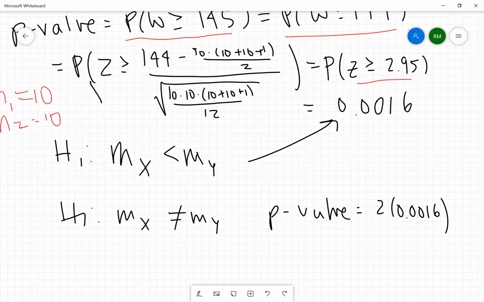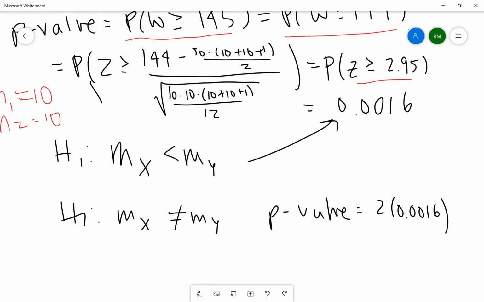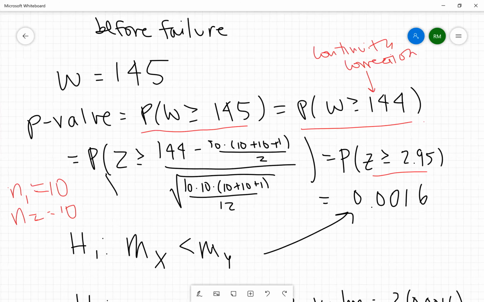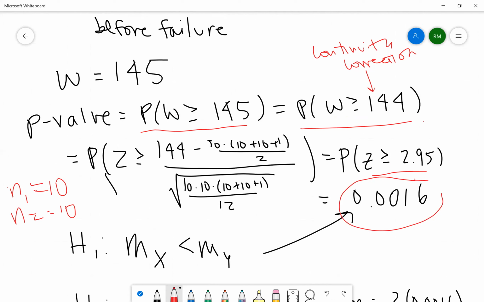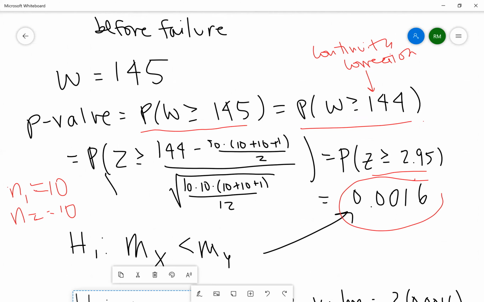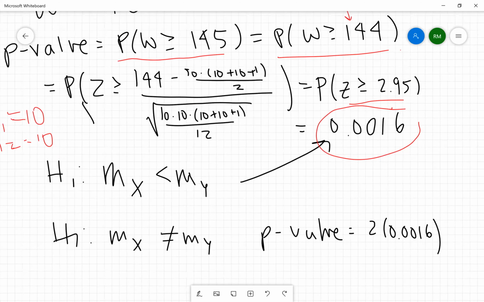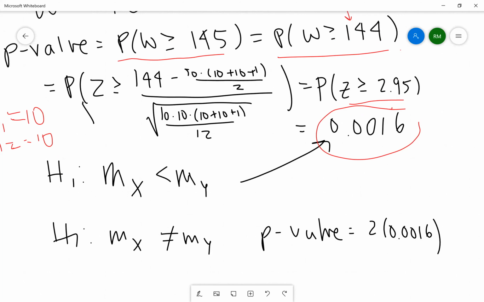So our null hypothesis was that mu x was equal to mu y, and our alternate hypothesis was that mu x was less than mu y. And when you get a p-value that's as small as 0.0016, you are always going to reject the null hypothesis in favor of the alternate hypothesis. In the case where maybe you wanted to do the two-sided alternate hypothesis, you just multiply the p-value by 2 because you get both tails.